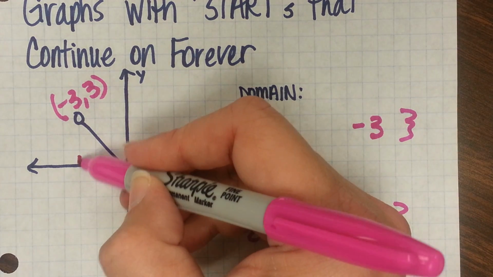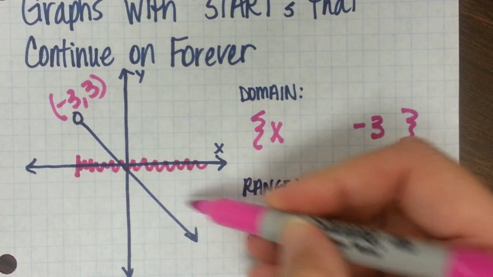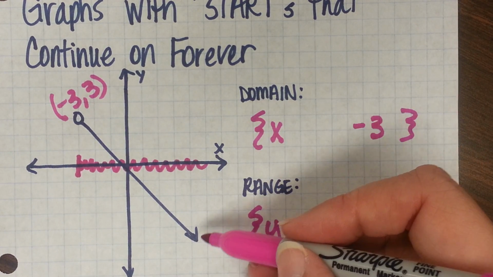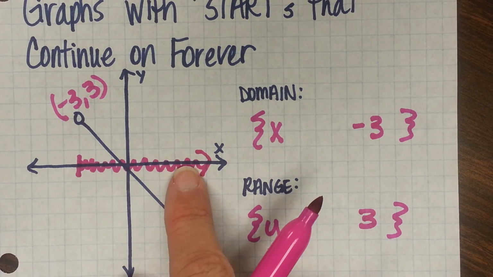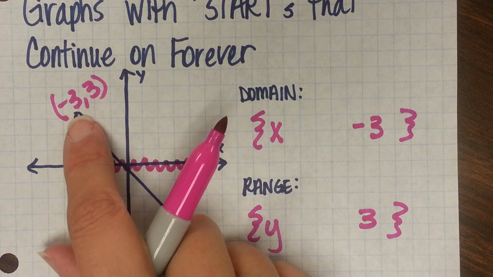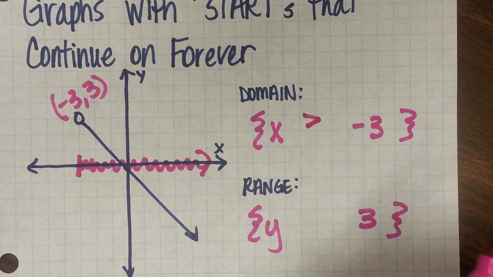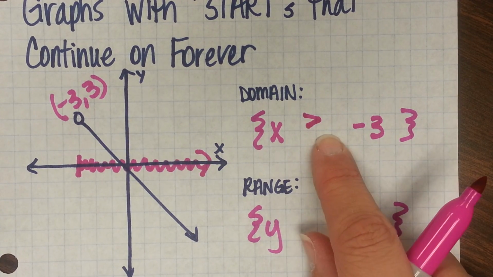If I'm looking at my x values, they start here and they are going to continue on in this direction as long as this continues to go down. There's always going to be some x value to go with that y value. So this is going to continue forever. That means it's going to the right, which is greater than. So all of these numbers are greater than that -3. So x is going to be greater than -3. Since it is an open circle, we don't put an equal to.